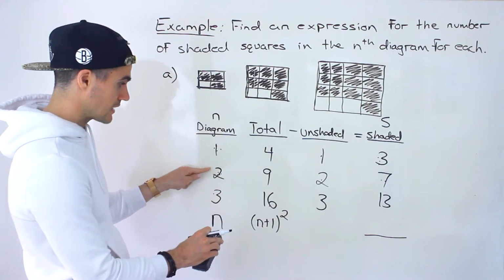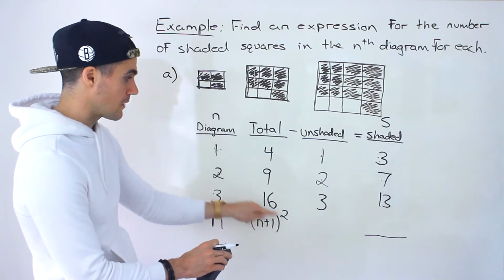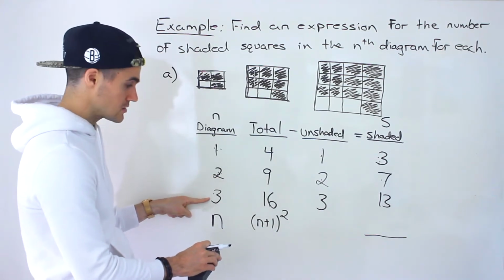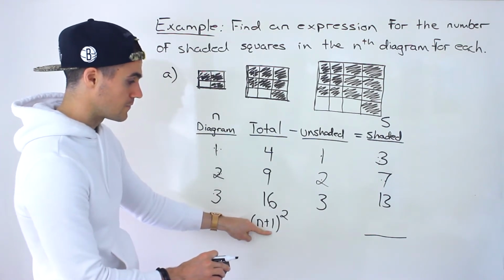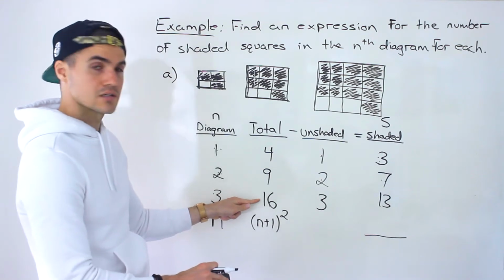For the second diagram, n is 2. 2 plus 1 gives us 3. 3 to the power of 2 gives us 9. For the third diagram, n is 3. 3 plus 1 gives us 4. 4 to the power of 2 gives us 16.